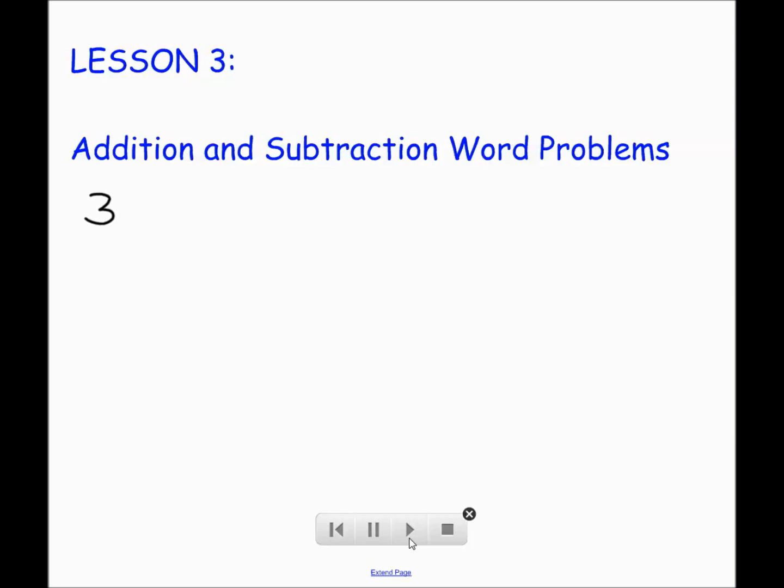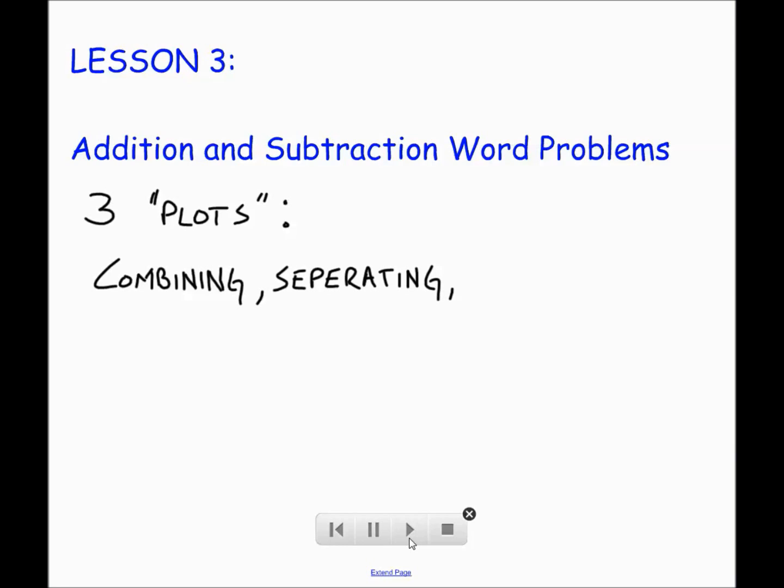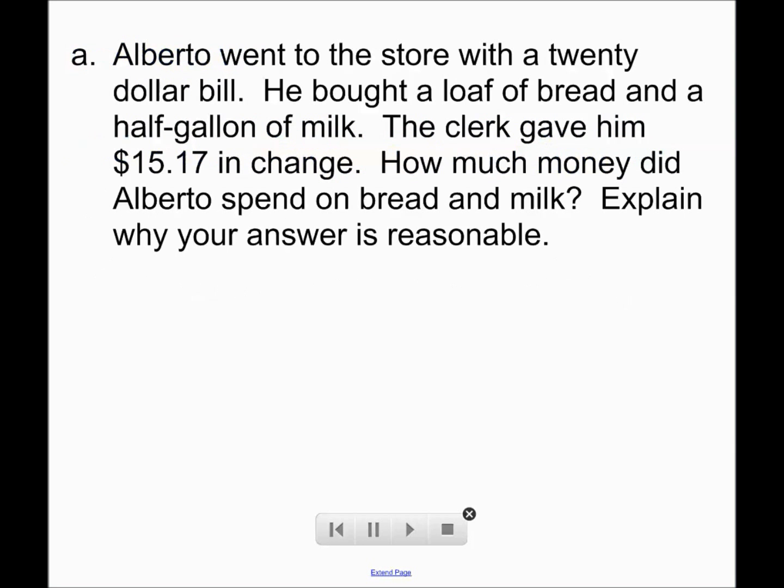First, let's start off by identifying that there are 3 different types of problems we could be dealing with when we do addition and subtraction word problems. We could be asking a combining question, a separating question, or a comparing question. These are the 3 different types of problems, and if we can identify them up front, then it might make them easier to solve. So let's practice with a few of these, and we're actually going to write a few too.